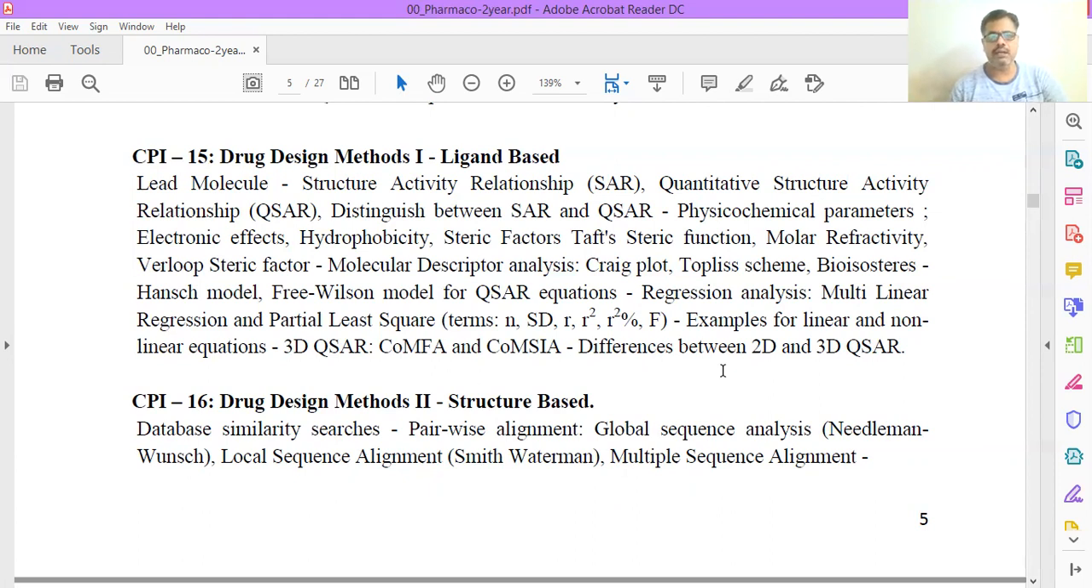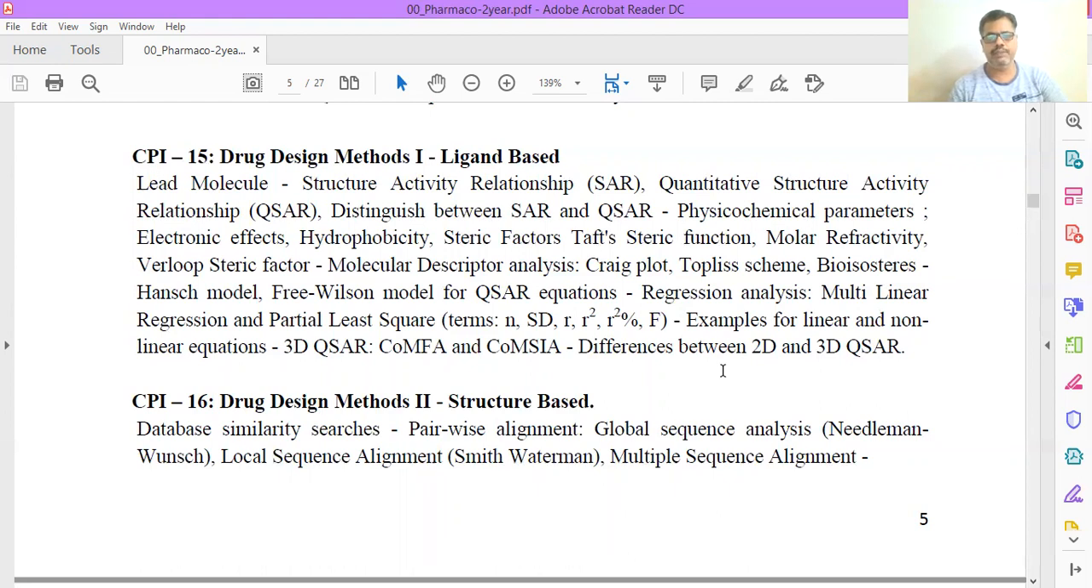As well as how to analyze the descriptors by using the Craig plot or Topliss scheme. What are the bioisosteres, by using regression or partial least squares regression, multilinear regression, and different models like the Hansch model or Free-Wilson model to find out the QSAR equations.